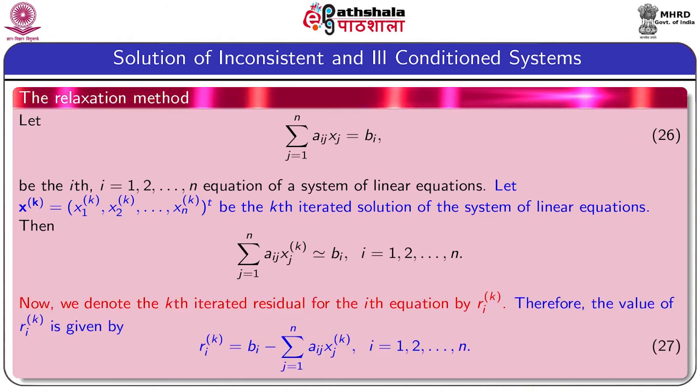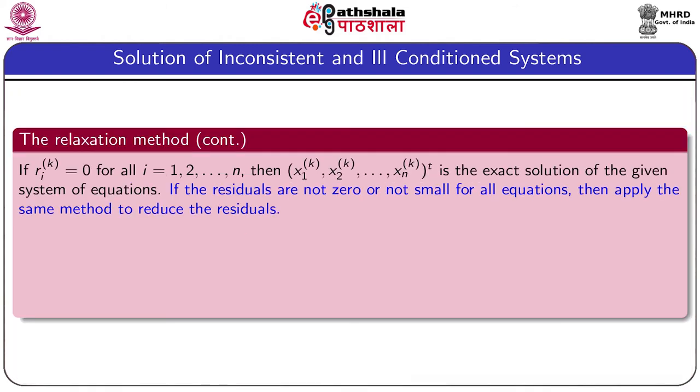Now we denote the kth iterated residual for the ith equation by rik. The value of rik is defined by rik equal to bi minus summation over j equal to 1 to n aij xjk, where i equal to 1 to n. That means this is the difference between right hand side and left hand side of an equation. If rik equal to 0 for all i equal to 1 to n, that means if the residuals are 0 for all equations, then x1k, x2k up to xnk transpose is the exact solution of the given system of equations.